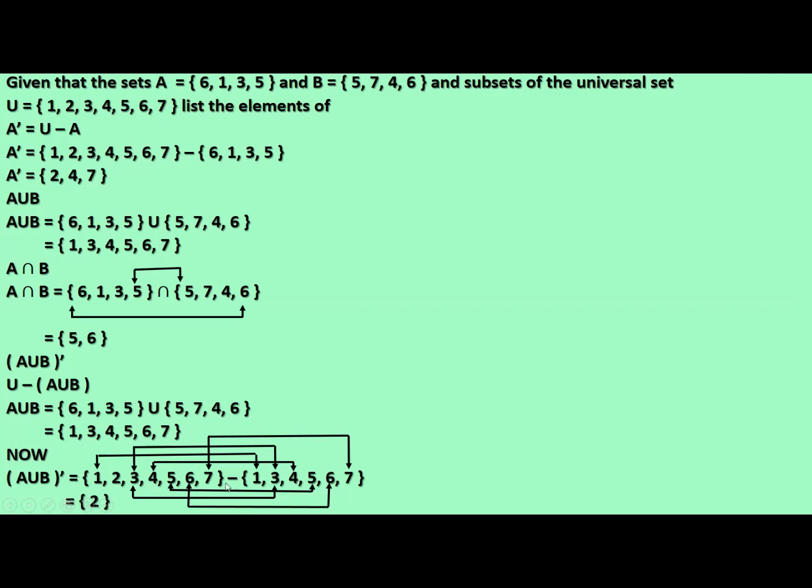And what we learned, what we do in difference: the set containing those elements that are in U but not in the second set. So see here, we only do not find 2 in the set. So what is the answer? Our answer will be 2. I hope you understood.